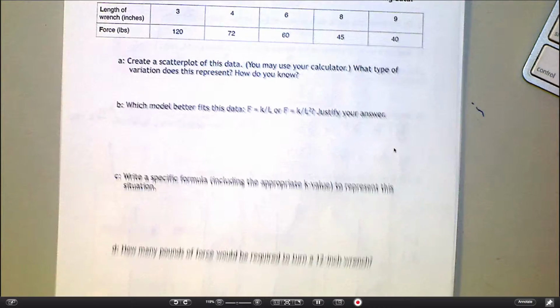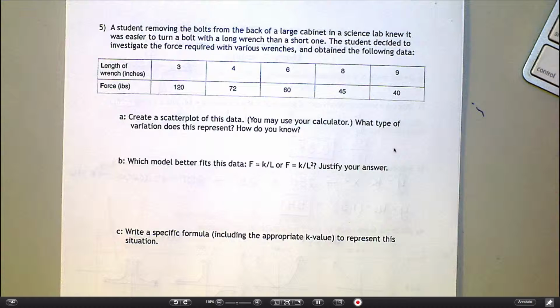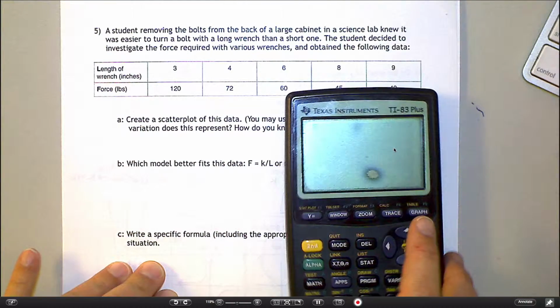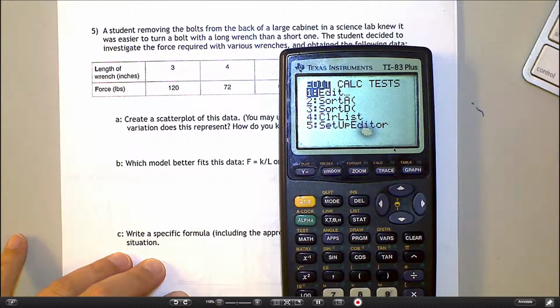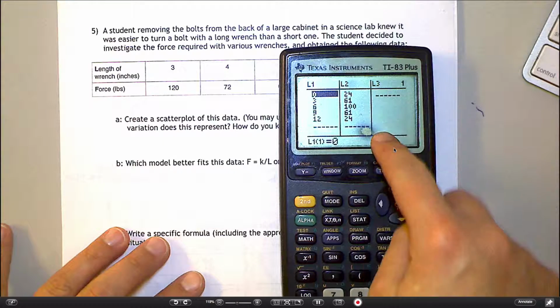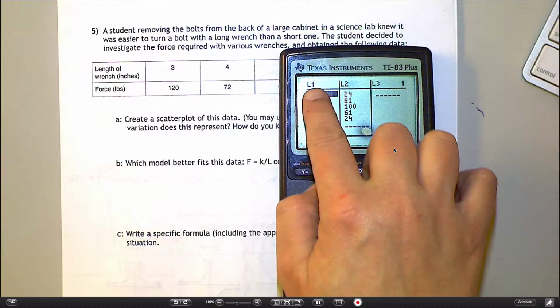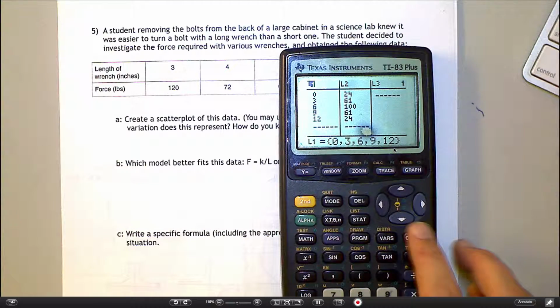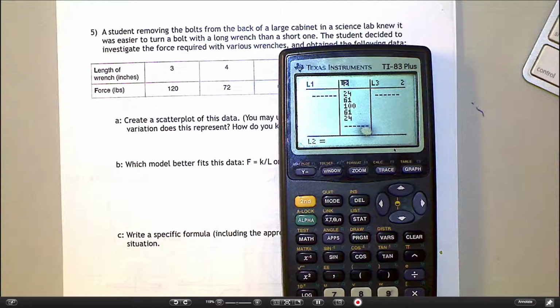Okay, number 5. Oh, a lot of questions on this one too. So first of all, it says create a scatter plot of this data. Let's just review how to get a scatter plot in here. On your calculator, you're going to go to the Stat button, which is here next to the arrows, Edit, and then List 1, List 2, that's where you're going to type your data. Now, if you already have other data in there, you can go up to the top of the list where it says L1 and hit Clear and Enter. L2, Clear, and Enter.